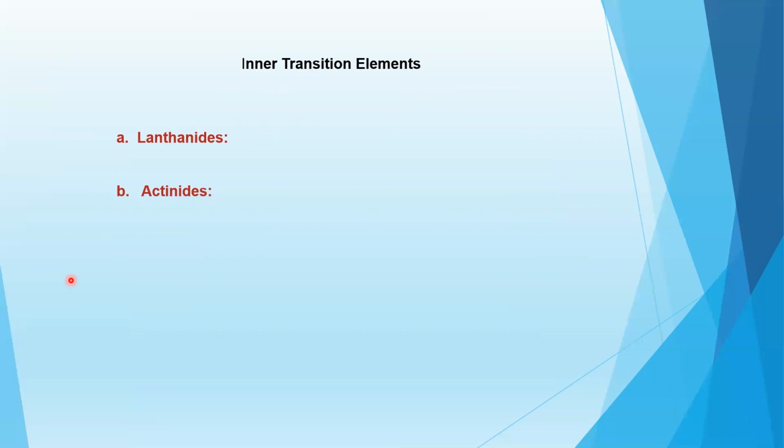Next, we are going to look into the inner transition elements. As I told you, d block elements are also called transition elements. So now let's look into the inner transition elements, that is, lanthanides and actinides. As we have looked into the 5d series, lanthanum, and then we started with hafnium. So lanthanum and then other elements joined with it, which are known as lanthanides.